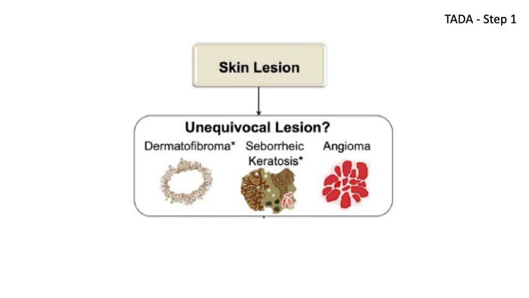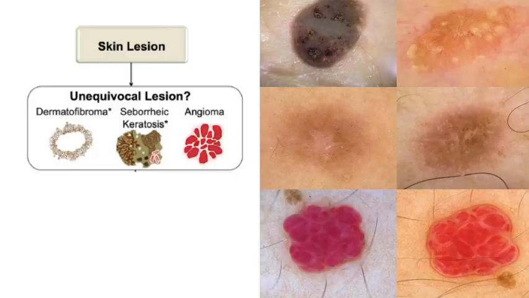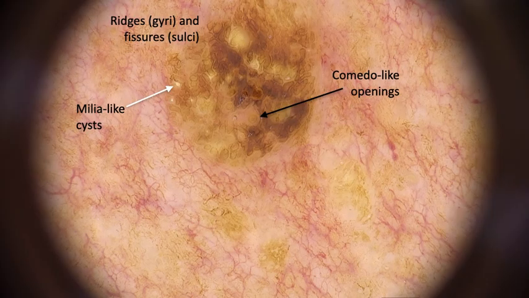So the first step is to ask ourselves if the lesion that we are evaluating is an unequivocal dermatofibroma, seborrheic keratosis, or angioma. In order to do that, we need to know very well the criteria for each one of these lesions. So let us see some examples to go over these criteria in some unequivocal seborrheic keratoses, dermatofibromas, and angiomas.